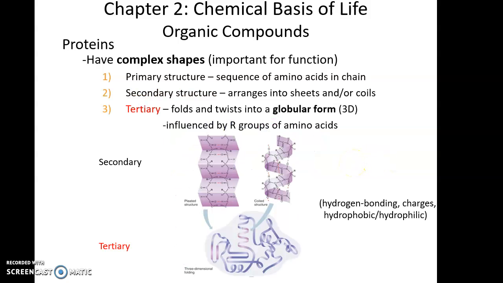Then there is tertiary structure. Tertiary structure is basically how the sheets and coils interact with each other, causing the protein to fold and twist up even more, leading to its globular form. So here you can see the sheets and coils have come together to give us this specific tertiary structure. And again, influenced by R groups, the side chains of amino acids. And this can include hydrogen bonding, the attraction or repulsion of charges, and also hydrophobic or hydrophilic interactions.